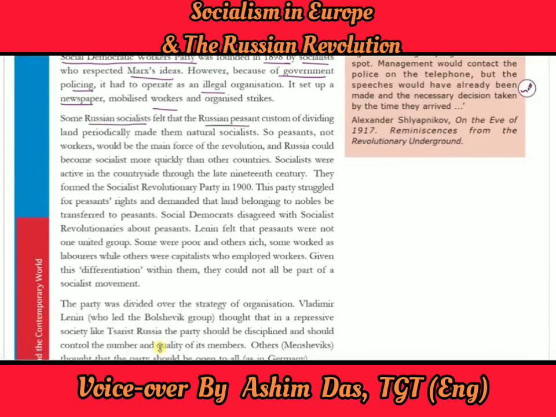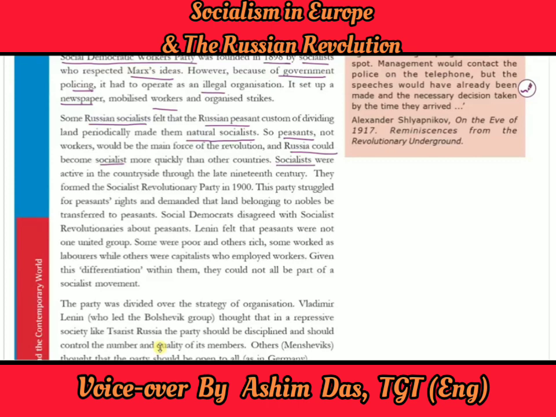Some Russian socialists felt that the Russian peasant custom of dividing the land periodically made them natural socialists. When they divided the land according to their own requirement, it showed that they had that feeling inside their hearts and minds before. They were not required to be taught the idea of socialism. They were natural socialists. So the peasants, not workers, could be the main force of the revolution, and Russia could become socialist more quickly than other countries.